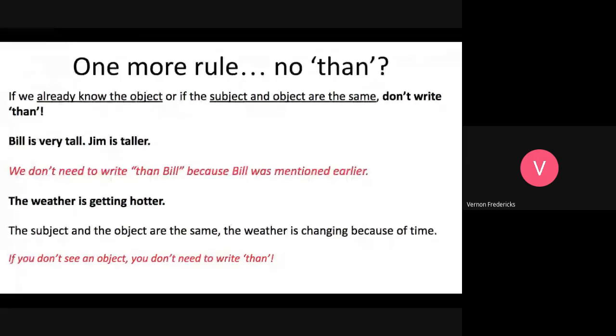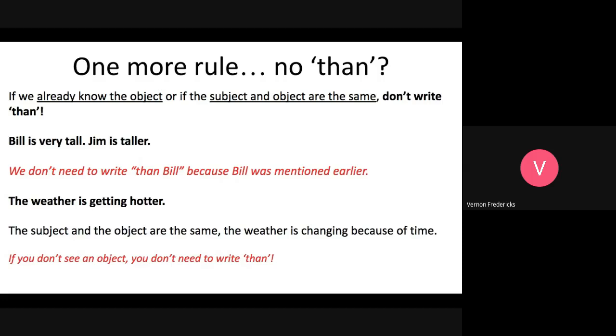Bill is very tall. Jim is taller. We're comparing Jim and Bill here. We don't need to write "than Bill" because Bill was mentioned in the sentence before. We already know who we're comparing Jim to. We know that Bill is very tall, and Jim is taller. Because Bill was already mentioned in the first sentence, I don't have to write "taller than Bill."